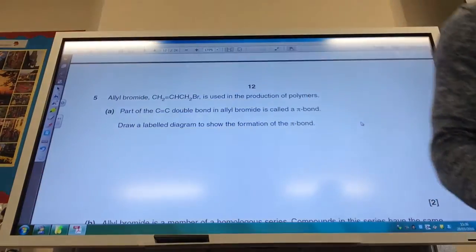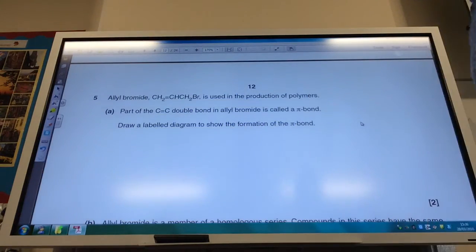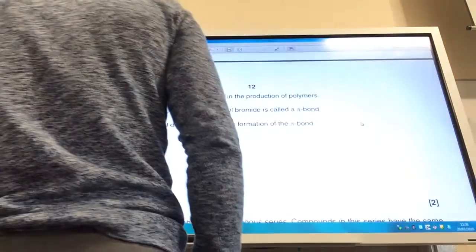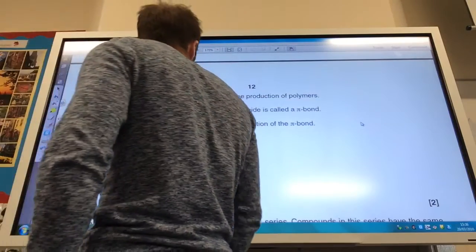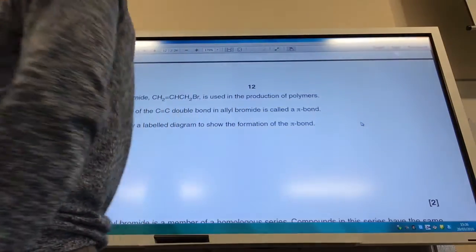Okay, so moving on. We've got allyl bromide, which is used in the production of polymers. Part of the double bond is a pi bond.